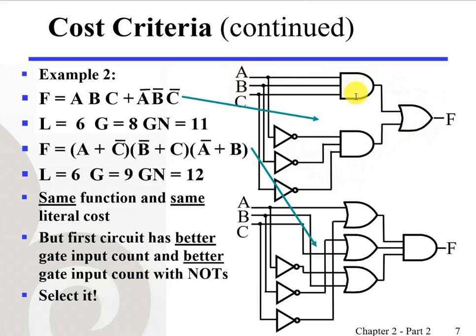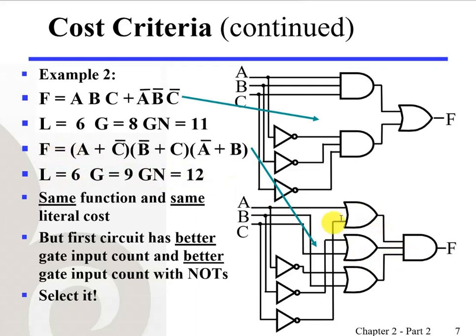So A, B, C, 1, 2, 3, okay, 3 gates. We have 3 inverters. And if we take the same function but represent it as a product of sums, and then count the cost criteria such as gate input with NOTs, then definitely product of sums is bigger. So in terms of the cost, L is 6, G is 9, GN is 12.